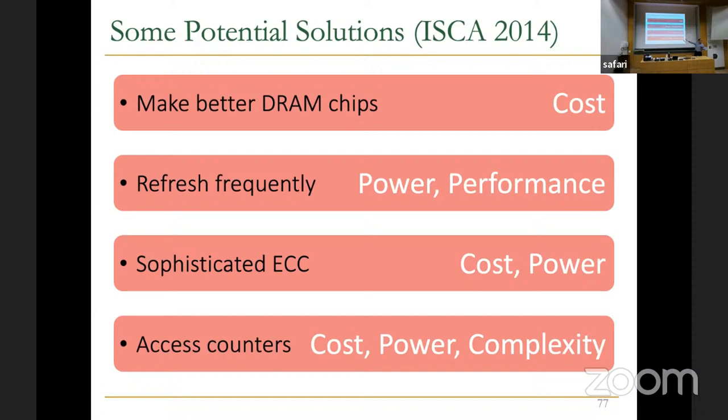So soft errors, for example, when particle strikes happen, a neutron particle, for example, if it strikes your DRAM in space, these error correcting codes are actually really good for those things. But here we know why the error is happening, right? We exactly know the mechanism. Somebody's hammering some row. So that's why sophisticated ECC is not a good idea in general.